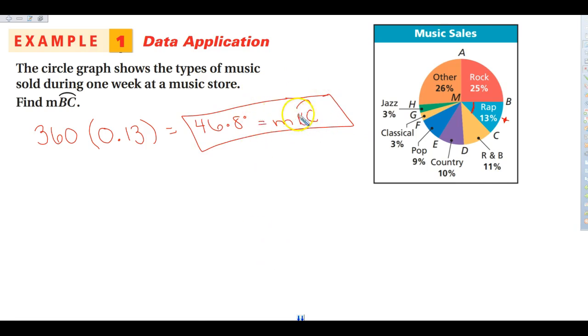All right. So again, anytime you're looking for any piece of a circle graph and you're looking at percentages, you want to take that percentage and multiply it by 360 to get what part of the circle you're looking at.